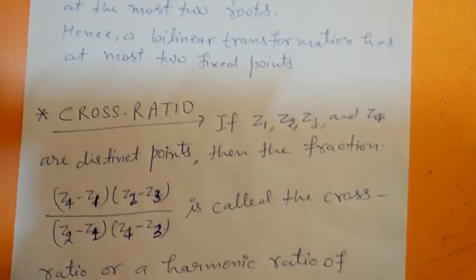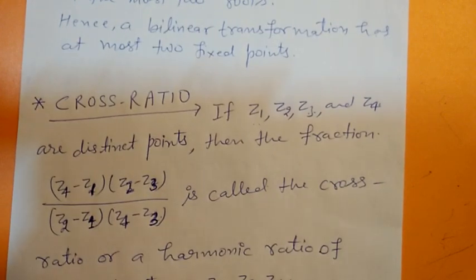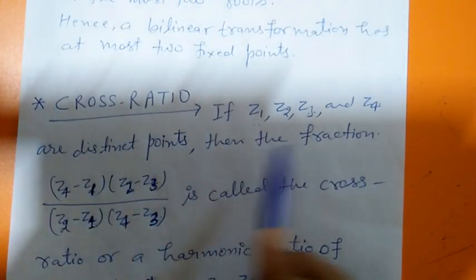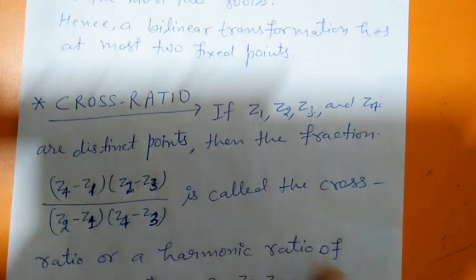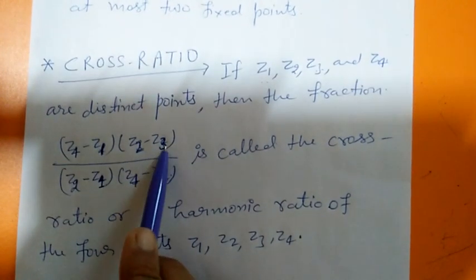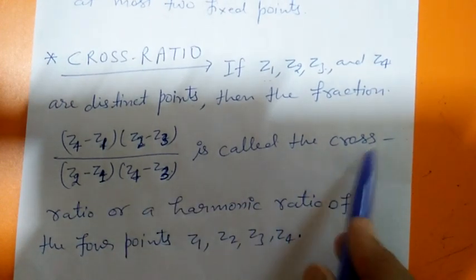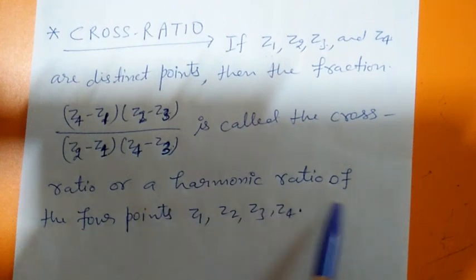Now, next is cross ratio. This is a most important point when we compute the bilinear transformation from the z plane to the w plane. Here if z1, z2, z3 and z4 are distinct points, then the fraction (z4 - z1)(z2 - z3)/((z2 - z1)(z4 - z3)) is called the cross ratio or a harmonic ratio of the 4 points z1, z2, z3, z4.